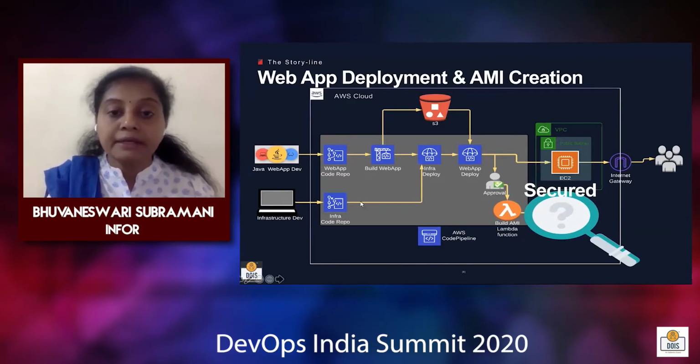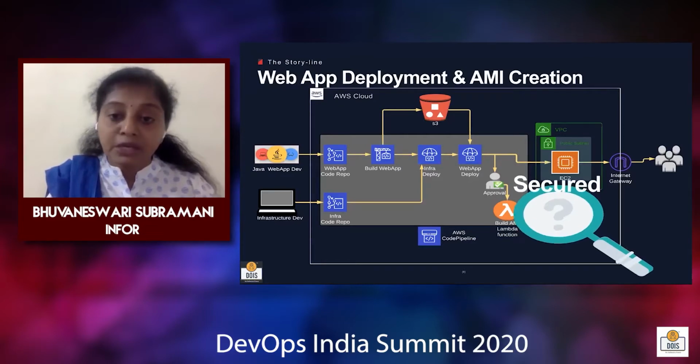We ensure that our DevOps pipeline is in place. The AMI is created in an automated way, no manual intervention, all perfect. But is it secure? No. How can we make it secure?